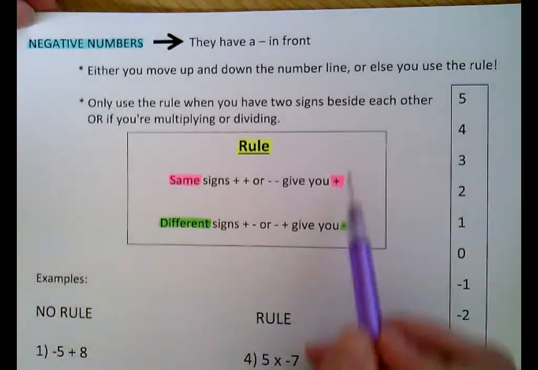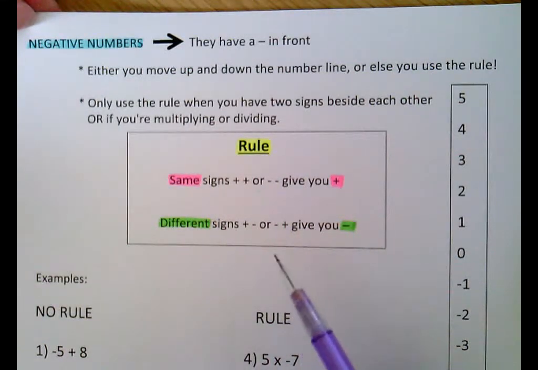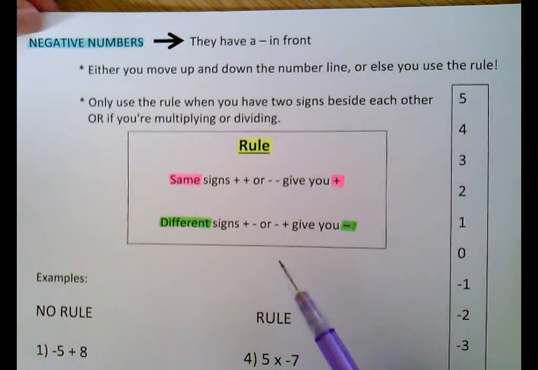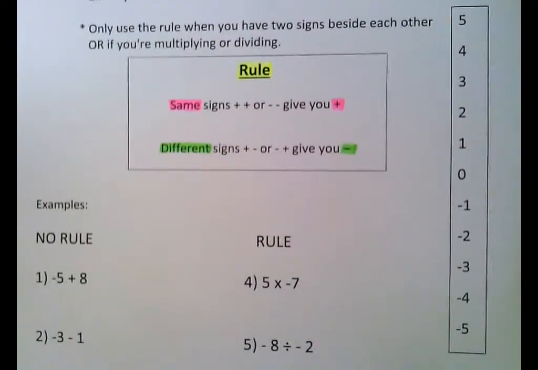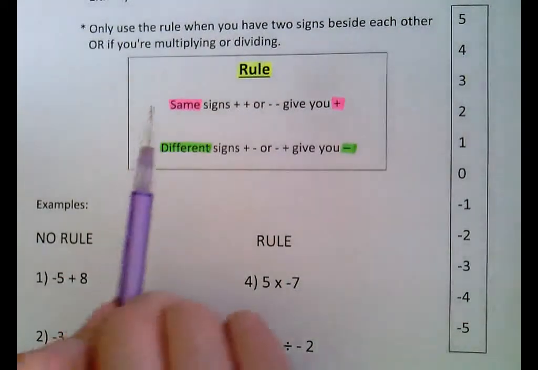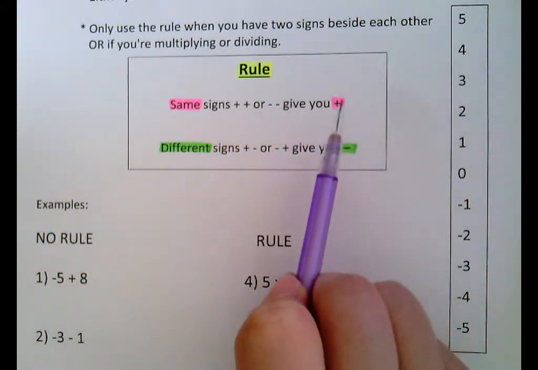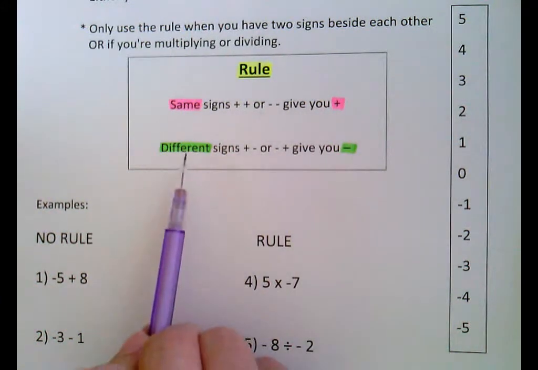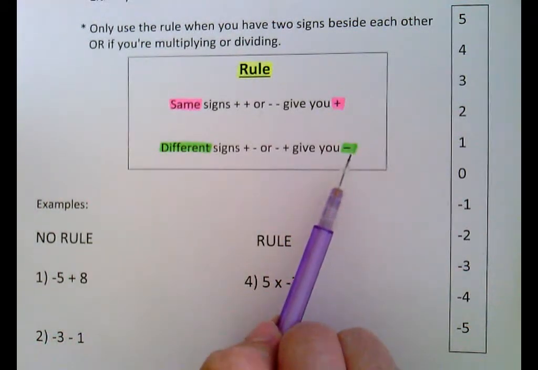And the rule that you use, it's here in the big box. You only use it whenever the two signs are right beside each other, or if you're multiplying or dividing. The rest of the time you don't use the rule, you just go up and down the number line. So your rule is, if you have the same signs, like they're both positive or both negative, you would get a positive answer. And if the signs are different, you would get a negative answer whenever you're multiplying or dividing.